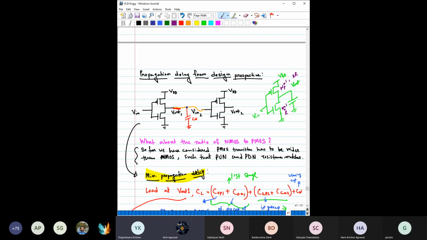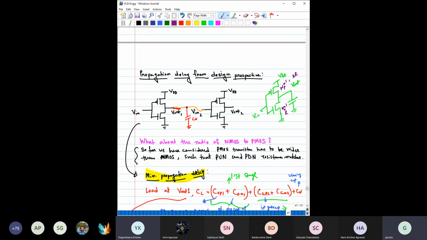I'm still thinking about the previous resistance part. Sir, here WP equals 1, WN equals 1, but the resistances are different. Is this due to the VDD? I mean, the VDS across the two transistors are not the same.